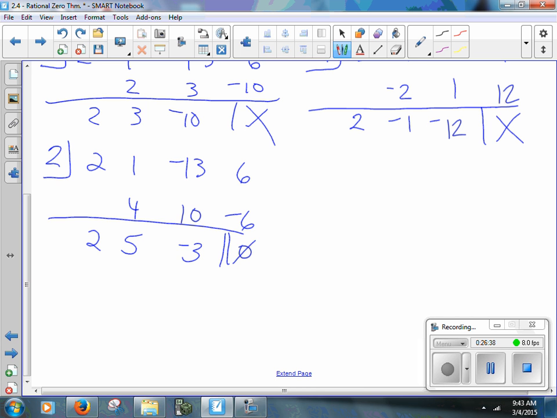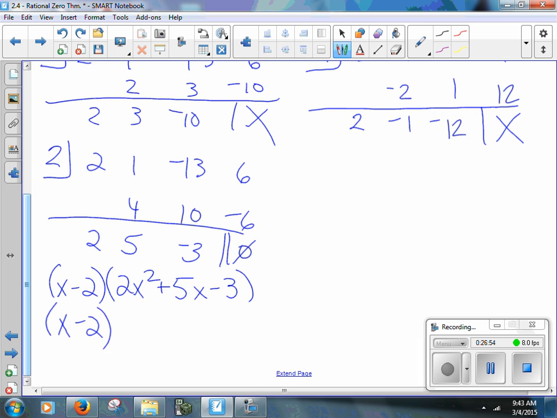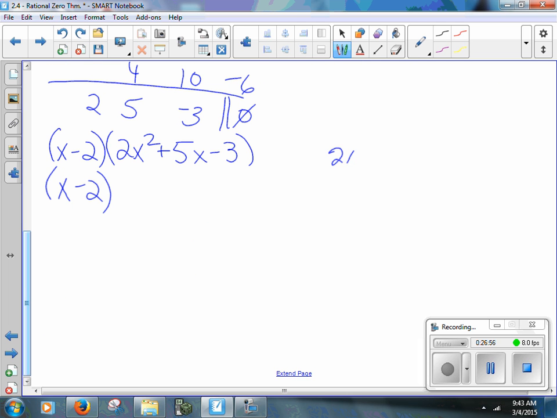If 2 is a 0, what's the factor? X minus 2. 2x squared plus 5x minus 3. If you can't factor it, it's going to eat you up. Come on. You should be able to come over here to the side and do that slide and divide.